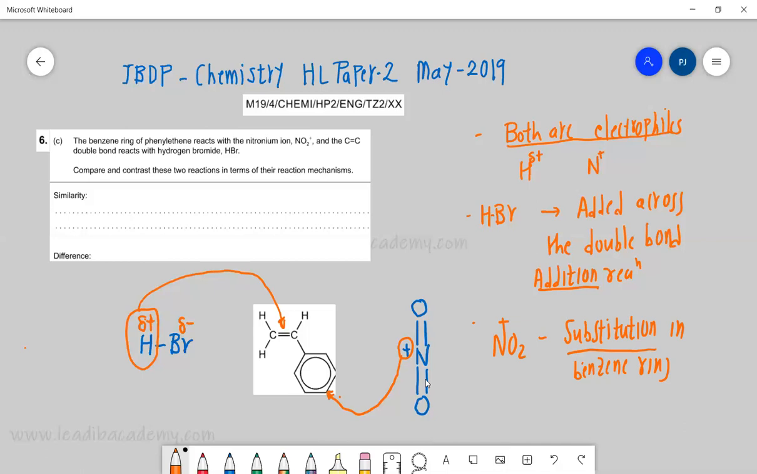So the similarity is that both are electrophilic attacks, but their reaction mechanisms are different. HBr goes through addition, getting added across the double bond, while NO2 plus gets substituted. Simple logic: electrophilic substitution. Extremely, extremely simple.